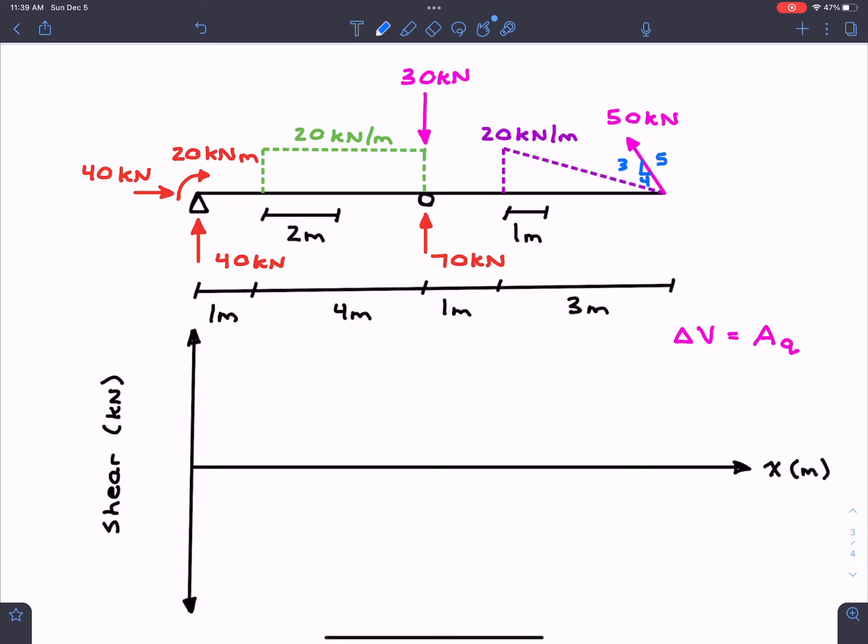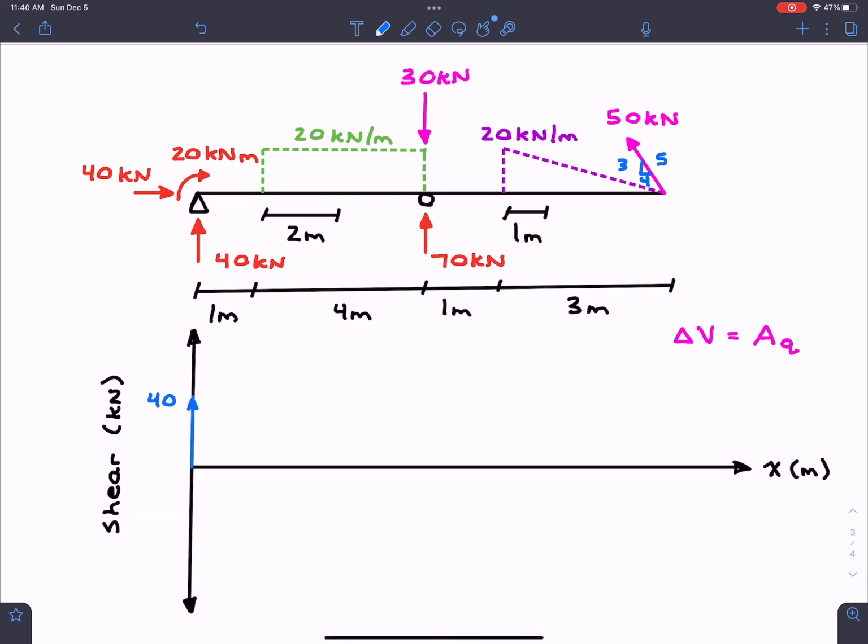So all we really need to do in this scenario is go left to right. If we start off at the very left, and again, shear force is mainly concerned with vertical forces, we can see that right at the beginning we have a 40 kilonewton force popping our shear diagram upwards. This comes from the reaction at A. So we are going to go up by a magnitude of 40 kilonewtons. This is how we start our shear diagram.